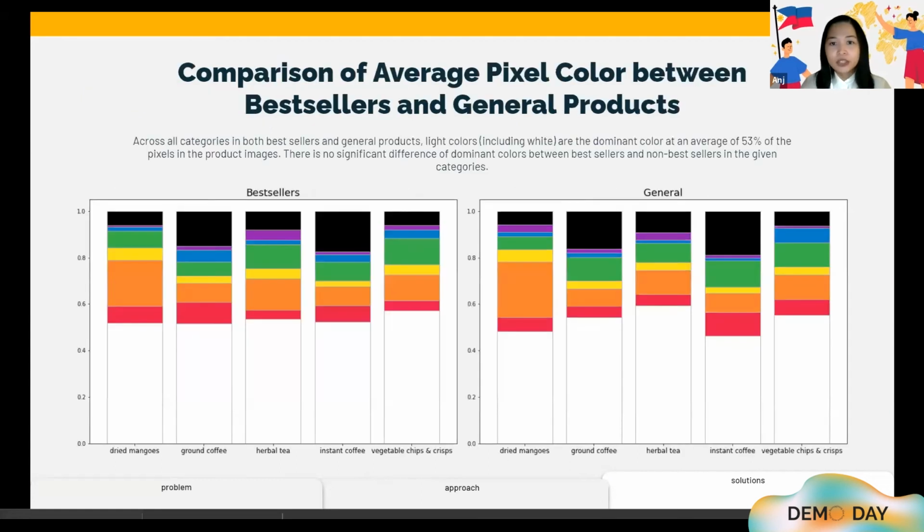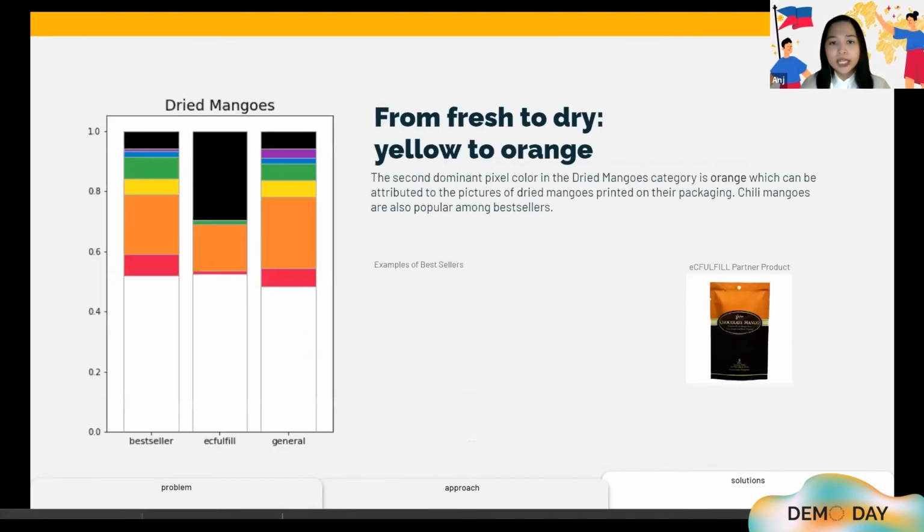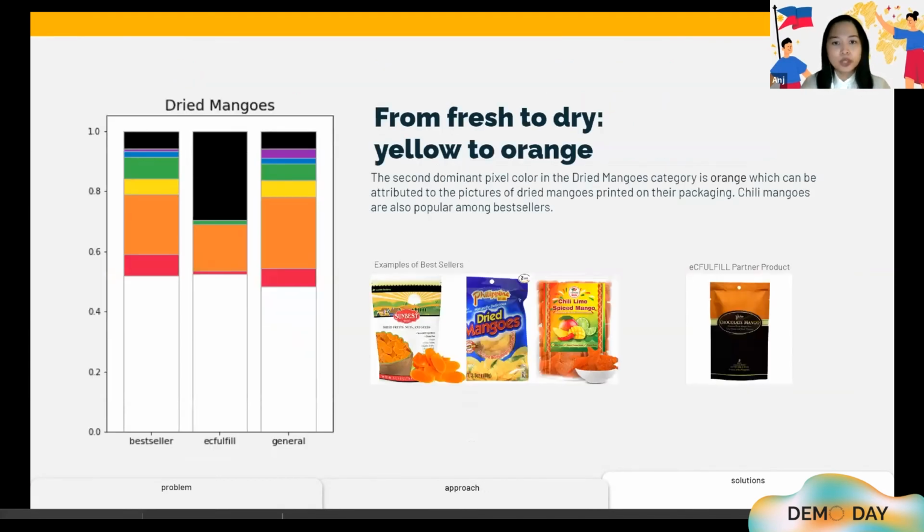We found that light colors, including white, are the dominant color in the entire image. White is a must for the product image background according to the Amazon site standard. There is also no significant difference in dominant colors between bestsellers and non-bestsellers. In the dried mangoes category, the second most dominant pixel color is orange. We can see here examples of images of bestsellers where the dried mangoes can be seen on the packaging.